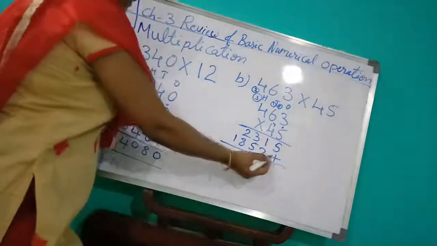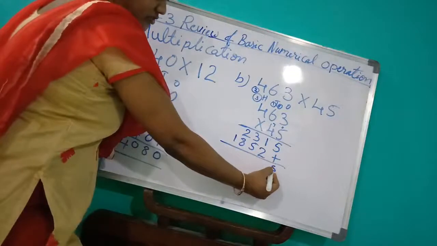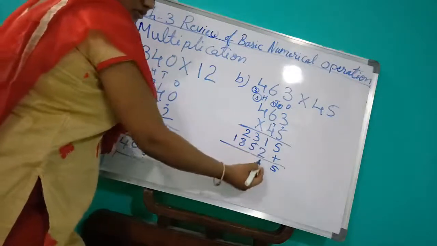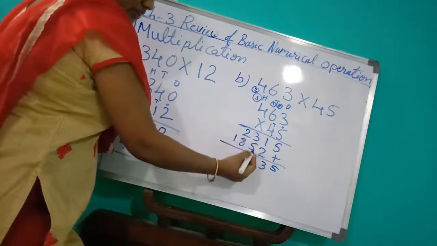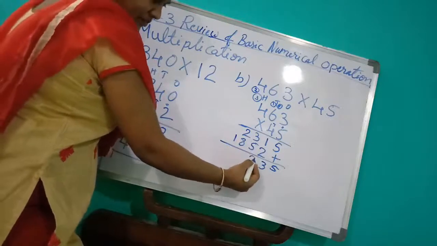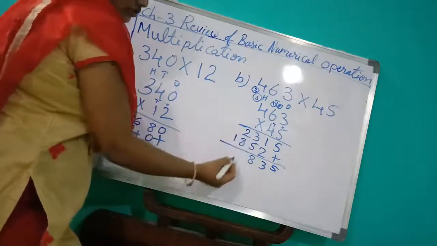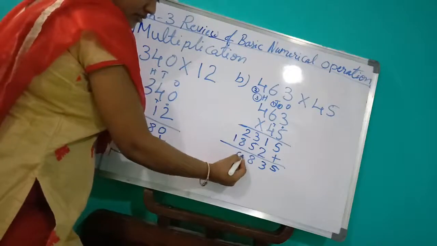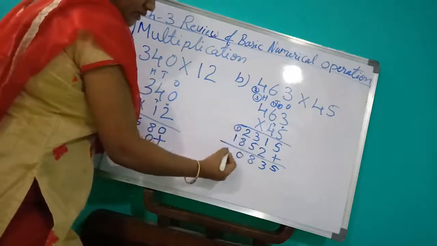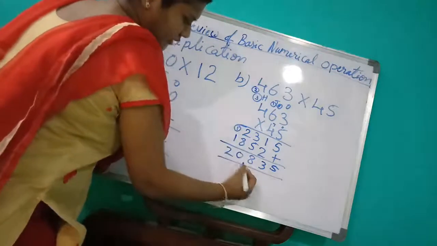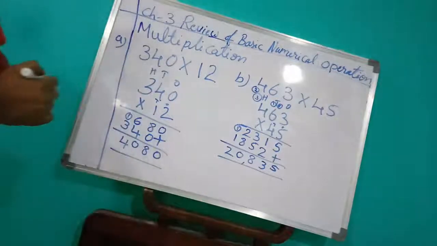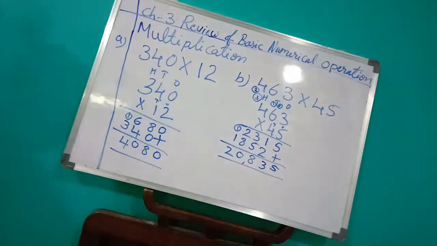5 plus any number is there? No, only 5 you should write. 1 plus 2, 3. 3 plus 5, 8. 8 plus 2, 10. 0 here, 1 carry forward. 1 plus 1, 2. 20,835 is the answer. Understood?